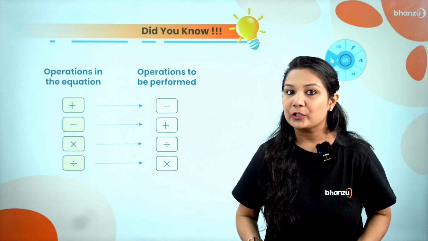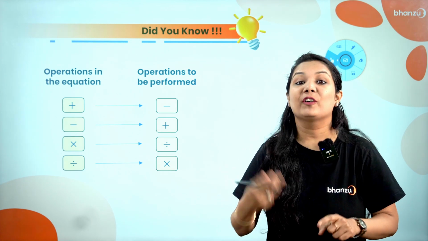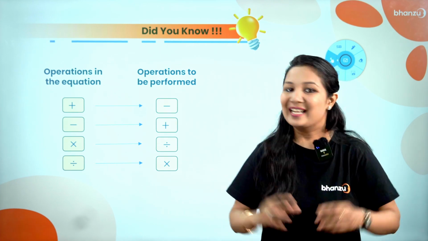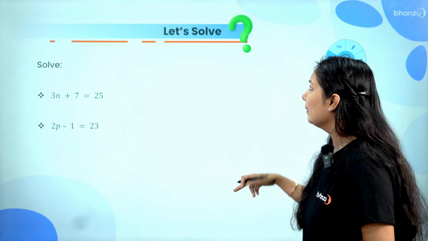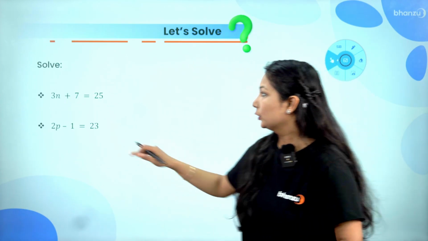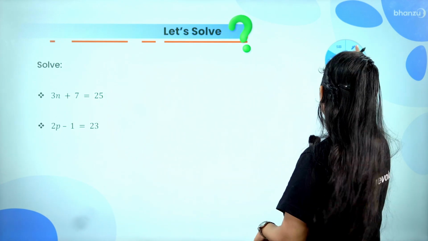So, you remember in our question what we did? If it was minus, I did plus 3. If it was multiplied by 2, I did division by 2. Yeah? So, now let's perform some questions and let's solve them all together. So, 3n plus 7 is equal to 25. So, what are we going to do over here?